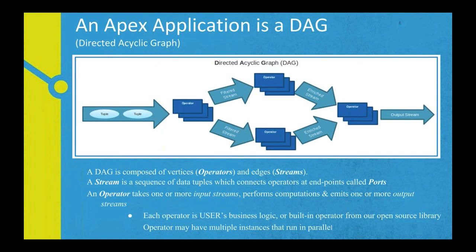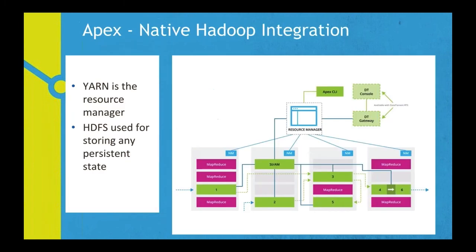And a stream is a sequence of data tuples which connects operators. The first operator could do parsing, the second operator could do enrichment, and the third operator could do filtering. You need the data to flow from your parser to enricher to filter, so there needs to be a stream. The stream connects to the operator at an input port, and it leaves the operator at an output port. So this is the terminology of streams, operators, and ports in an Apex diagram.